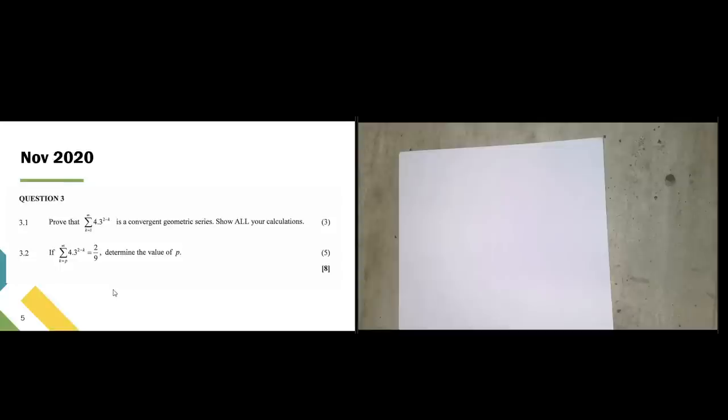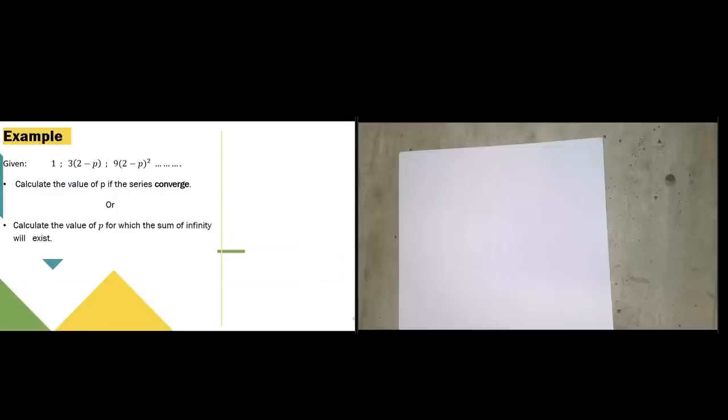Okay, grade 12. So in this one, we asked you to prove that the series is convergent. What is the other way we can ask you a question? We can give you a series, 1, 3 in brackets 2 minus p, second one, 9 in brackets 2 minus p squared. And I can ask you this question in two ways.